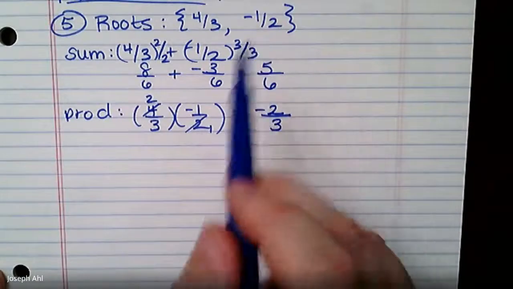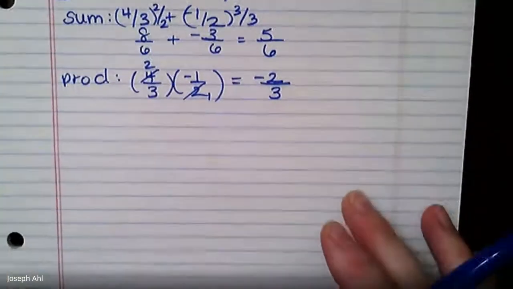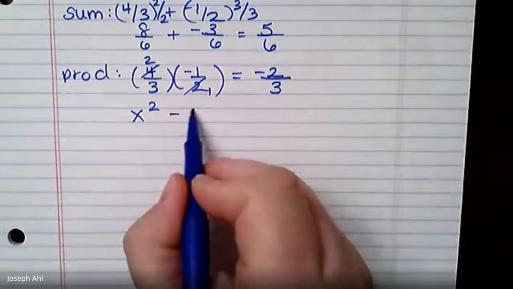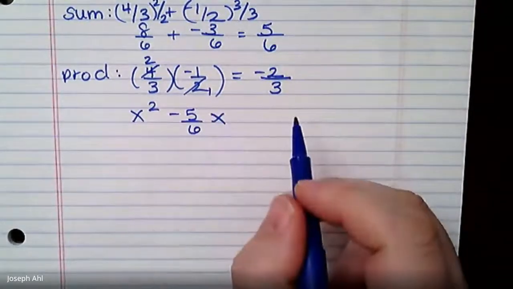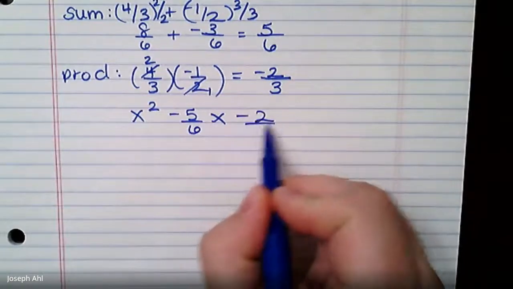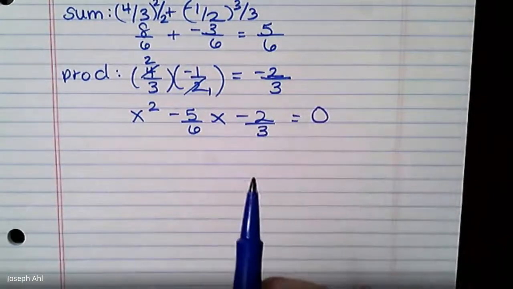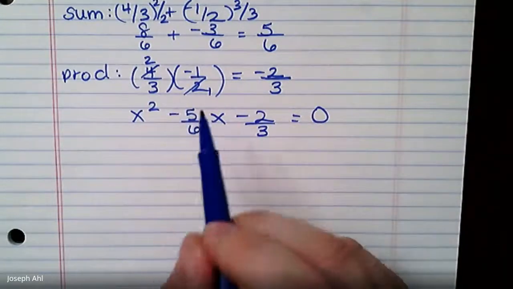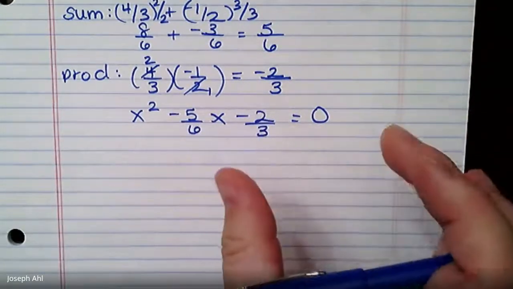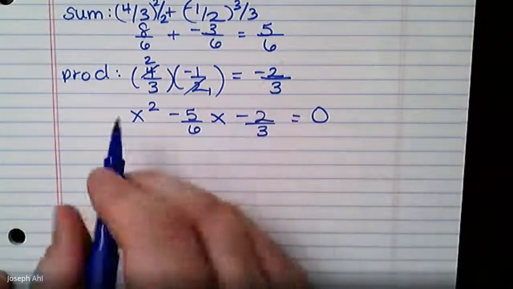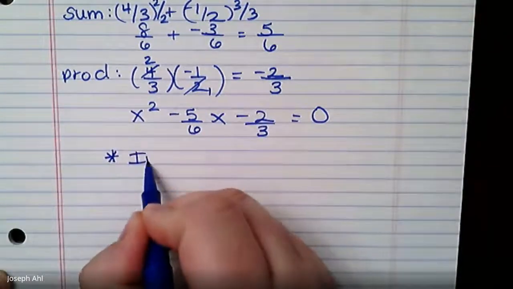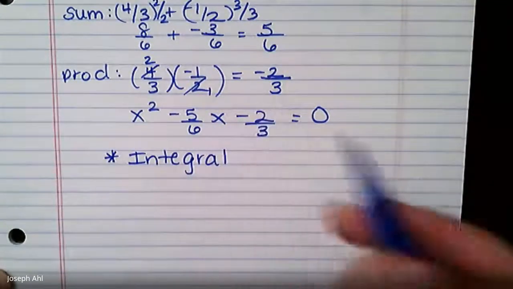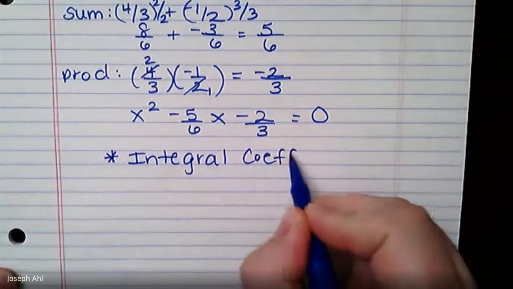So we get a sum of 5/6 and a product of negative 2/3, which makes my quadratic equation x squared, change the sum, minus 5/6x, and then keep the product, minus 2/3 equals 0. And I'll tell you, even when I write this equation, typically you don't see quadratics that look like this either. Usually the coefficients in a quadratic are what we call integral. Integral meaning that they're integers, not fractions. Like, these are rational values, but they're not integers.